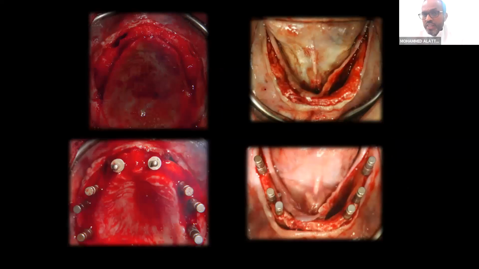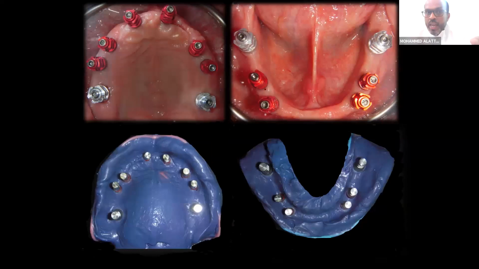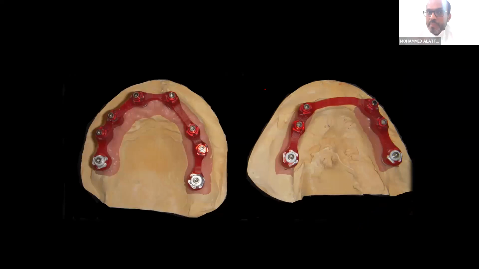And at the time of the impressions, we used the same technique. We connected the impression copings, but not with Duralay in the mouth. We sent them to the laboratory and they came back, and the laboratory made the Duralay connections for the impression copings, returned them, and we took the impression in the patient's mouth.